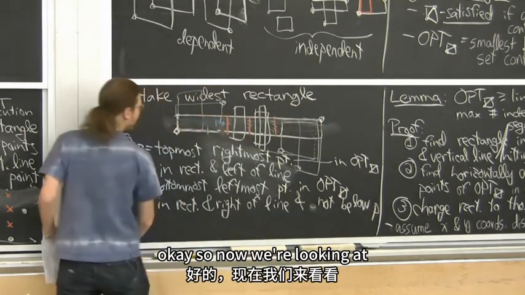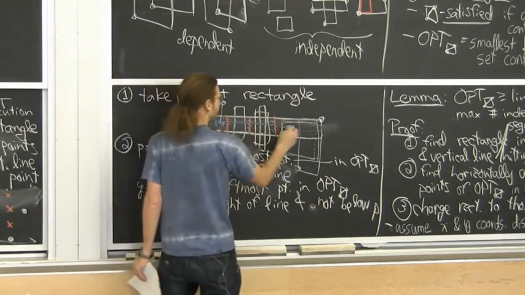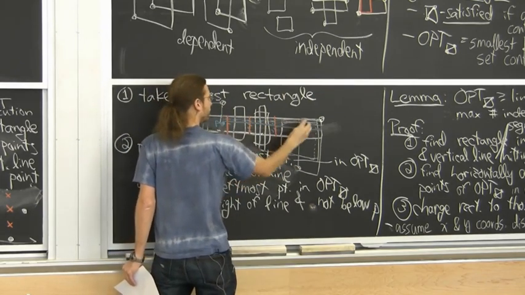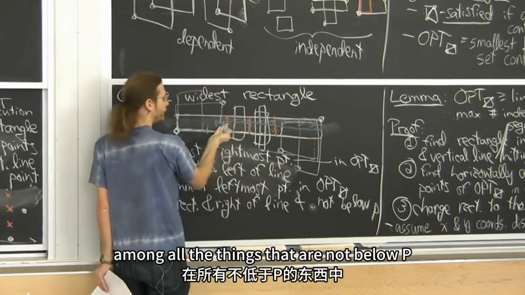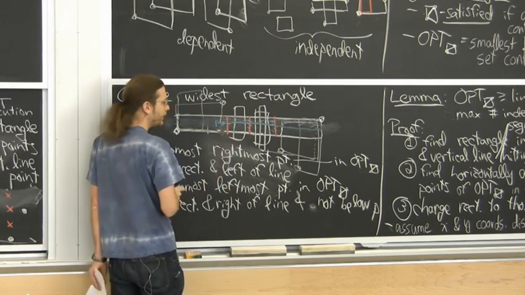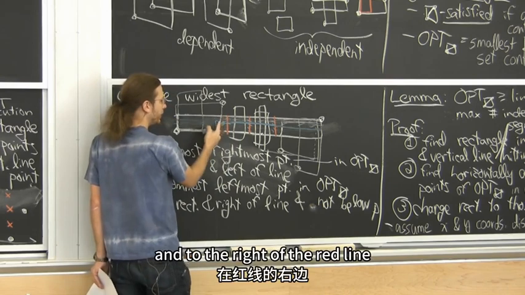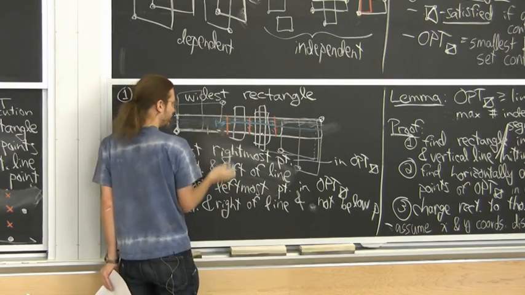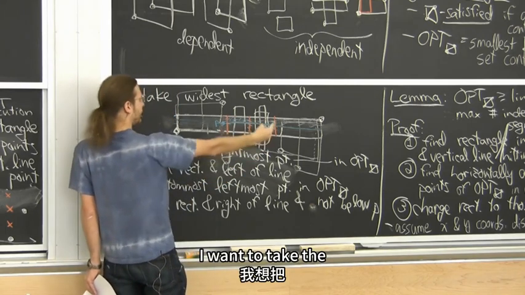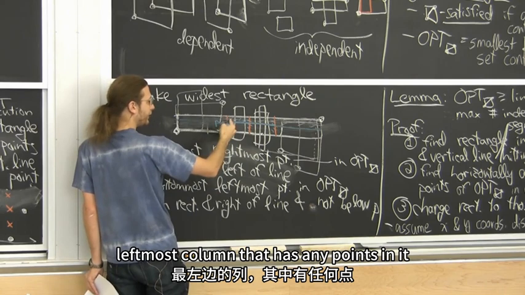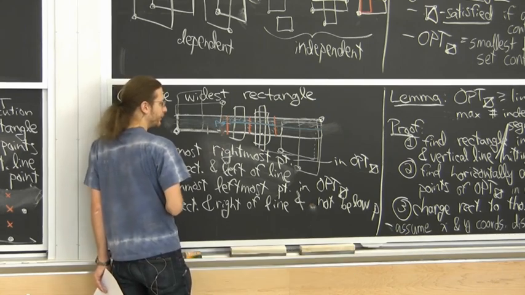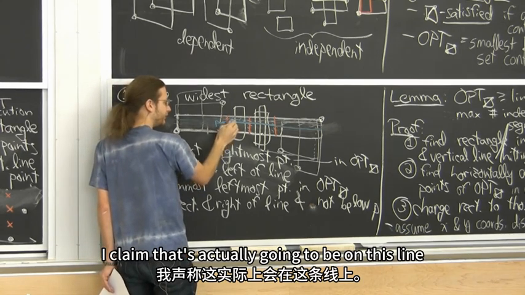Okay, so now we're looking at this upper region here. Among all the things that are not below P, and to the right of the red line, so that's up to here, I want to take the leftmost column that has any points in it, and then among those take the bottommost point in the column. I claim that's actually going to be on this line.